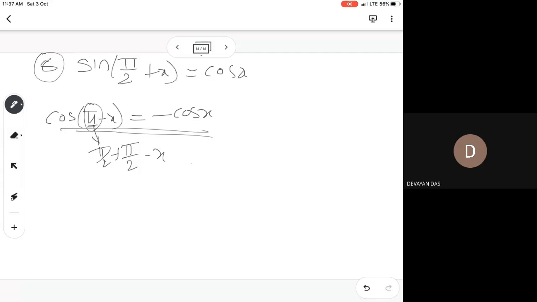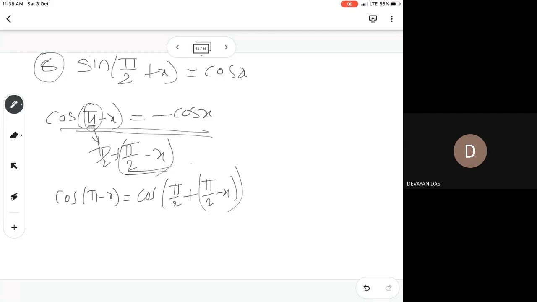अब ये पूरा थीटा मान लो. What do you get here? Cos pi minus x can be written as cos pi by 2 plus pi by 2 minus x. Did you get my point? Now it is in the form of cos pi by 2 plus theta.